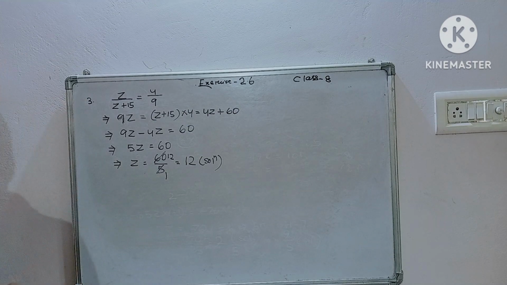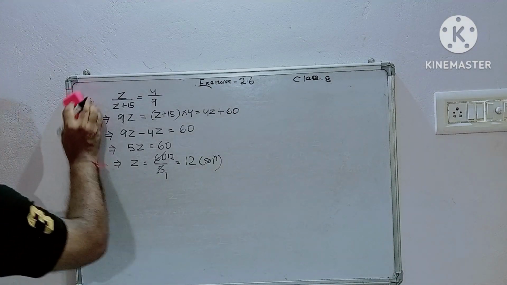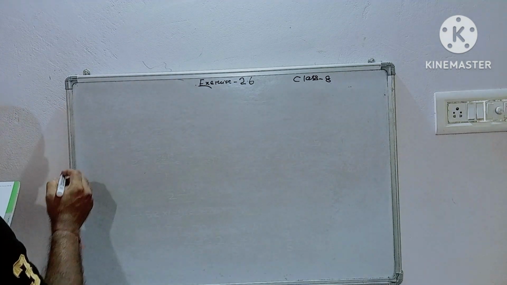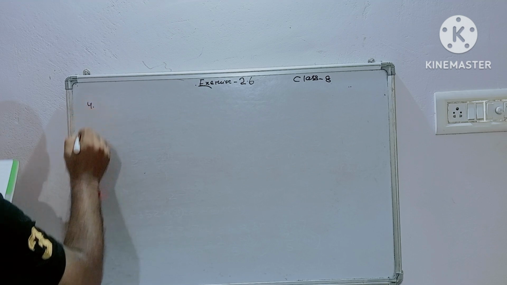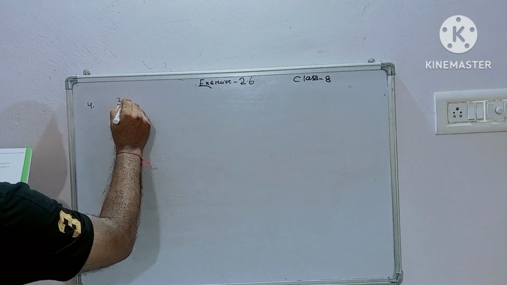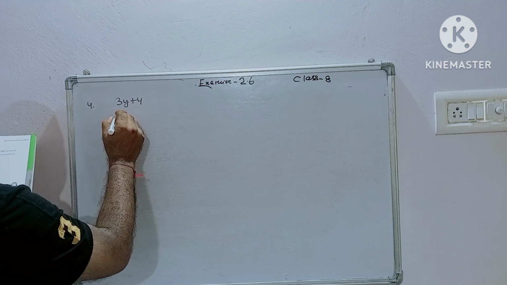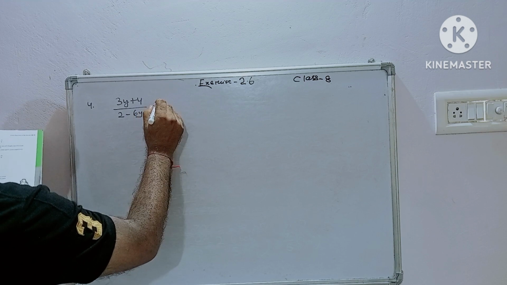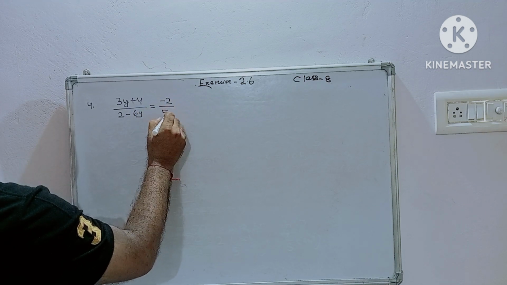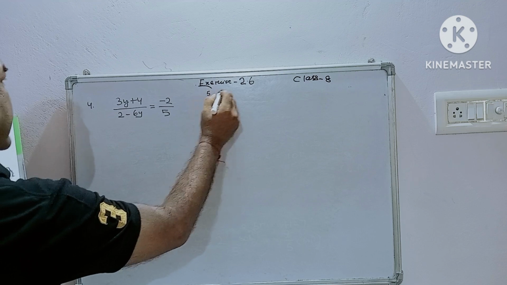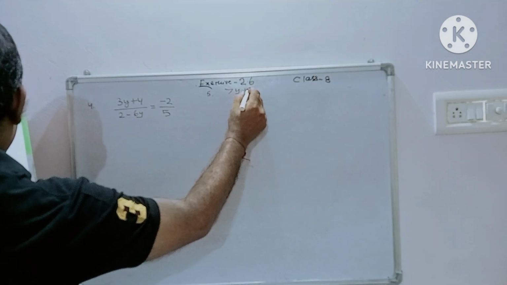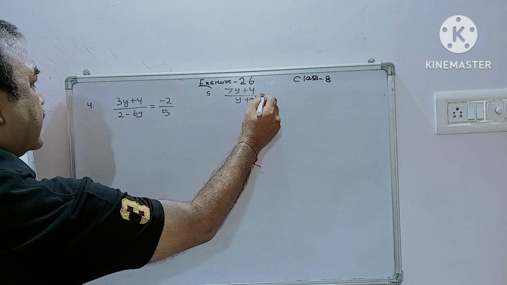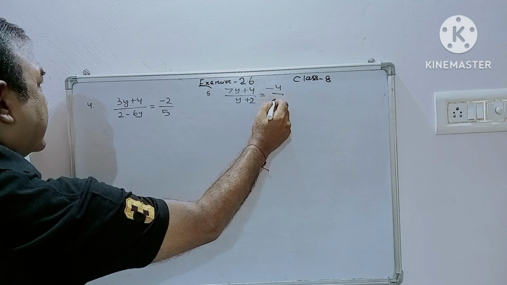Okay, so let us move to question number 4. (3y plus 4) all divided by (2 minus 6y) is equal to minus 2 upon 5. And question number 5 is (7y plus 4) divided by (y plus 2) is equal to minus 4 upon 3.